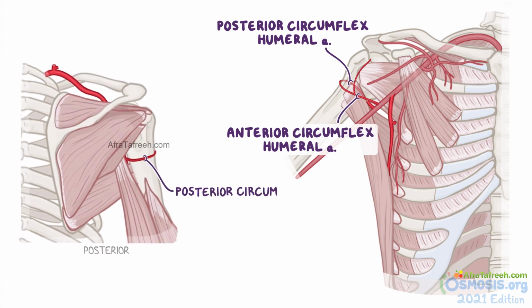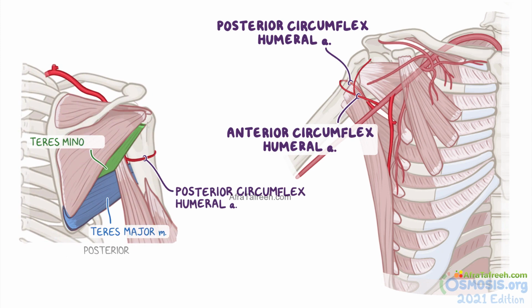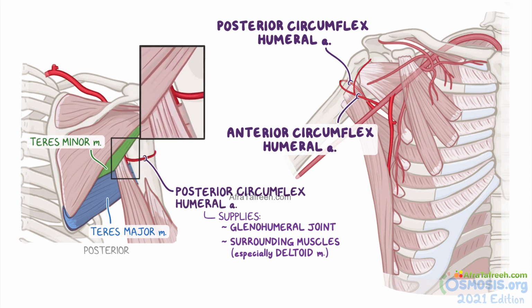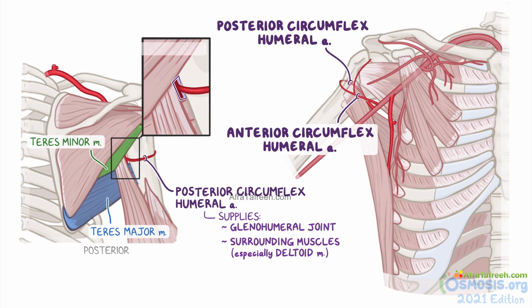The posterior circumflex humeral artery passes posteriorly between the teres major and minor muscles along with the axillary nerve to supply the glenohumeral joint, or the shoulder joint, and the surrounding muscles, most importantly the deltoid muscle. Since this space between the teres major and minor muscles looks like a quadrilateral, it is called the quadrangular space. The medial side of the quadrangular space is formed by the long head of the triceps muscle, and the lateral boundary is formed by the humerus.